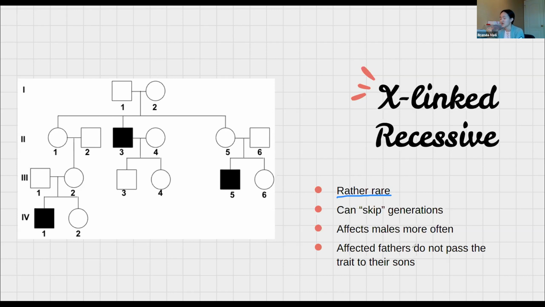Anyway, affected fathers do not pass the trait on to their sons. So if you see an affected father, let's pretend this is affected, and you see that their son has the trait, you can rule out X-linked recessive. Okay, so next slide, which is where stuff gets interesting.